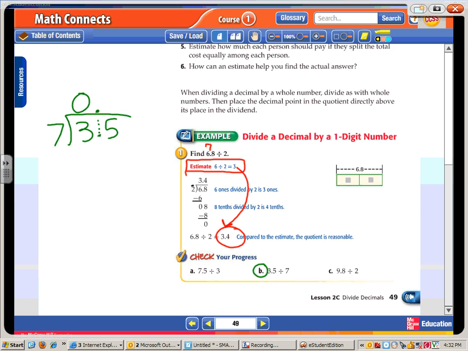So how many flats did I give away? 0 times 7, nothing. So I'm still left with these 3 flats. So what I'm going to do with the 3 flats is I'm going to break them up, and each flat is 10/10. So now if I have 3 flats, I have 30/10. But I still have these 5/10. So I have 35/10 now.